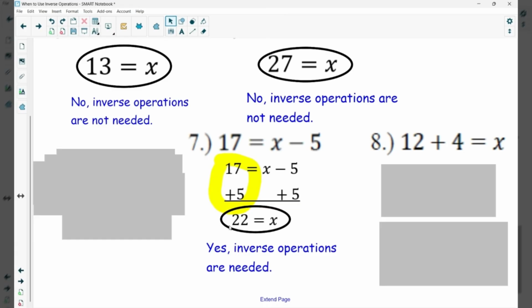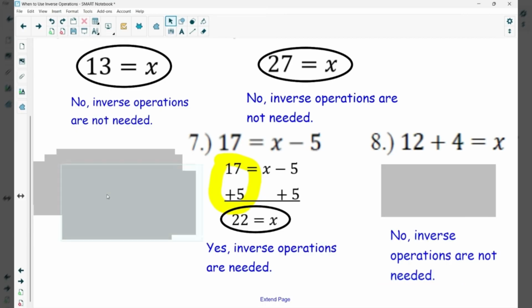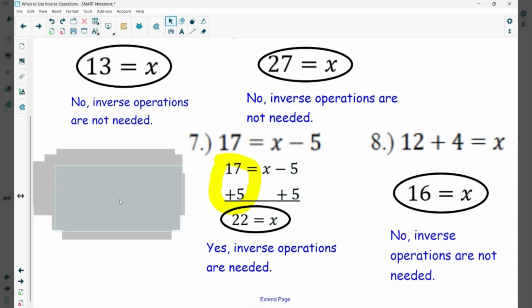In our final example, number 8, 12 plus 4 equals x. Like questions 5 and 6, we can see that the variable x is already by itself. Inverse operations are not needed here. All we need to do is 12 plus 4 to get 16. We end up with a solution of 16 equals x, where x equals 16.